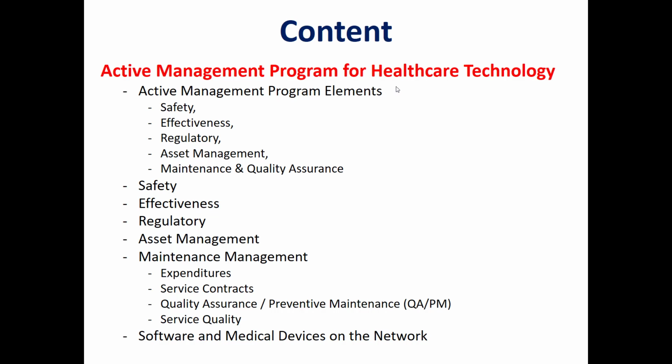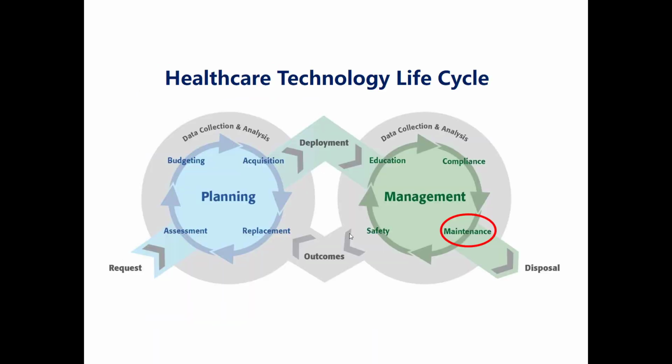So we'll start with the mention of the Active Management Program elements, which are safety, effectiveness, regulatory, asset management, maintenance, and quality assurance. Then we will cover some of these points for this program, which are safety, effectiveness, regulatory, asset management. The rest of the points will be covered in another video. So we are talking about an active program for the management phase in the healthcare technology life cycle.